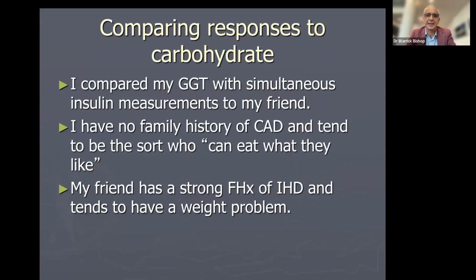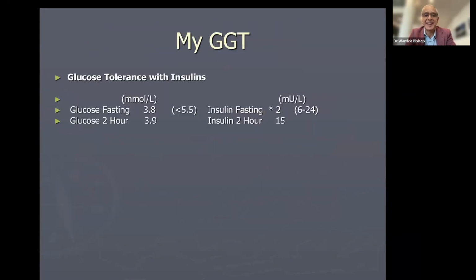Well, my interest in this led me to get my own glucose tolerance test performed, and I did that with a friend of mine. Now, I went through school as a distance runner, slim, could eat pretty well whatever I liked, no family history of coronary artery disease. And my good friend was a power athlete, rugby player, sprinter, and premature coronary artery disease in his family. We both went and did glucose tolerance tests, and these are the results.